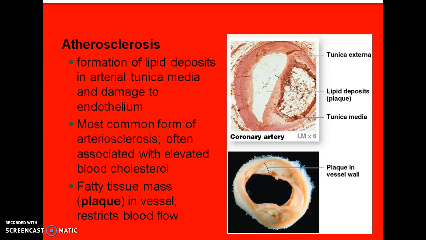Atherosclerosis is a form of arteriosclerosis. It is the formation of lipid deposits in the middle layer, the tunica media, and it also damages the endothelium, the inner layer. That inner layer is also called tunica intima. Atherosclerosis is the most common form of arteriosclerosis. It's associated with high blood levels of cholesterol. You can see how there are lipid deposits here, or plaque. What it does is narrow the lumen and increase the pressure.